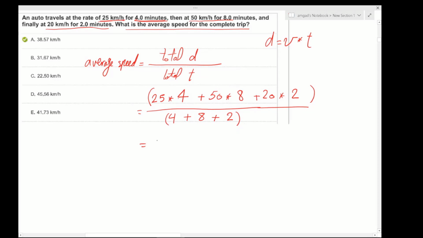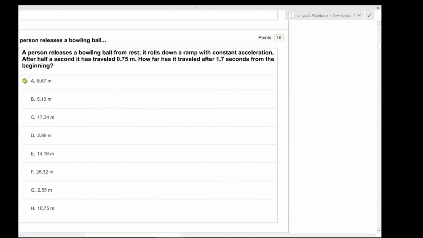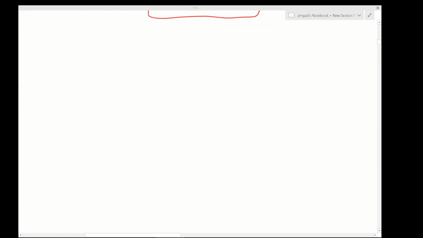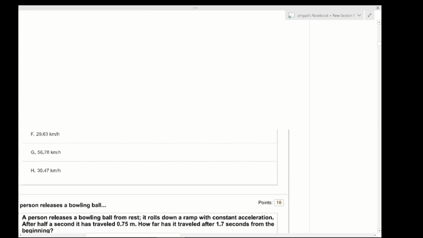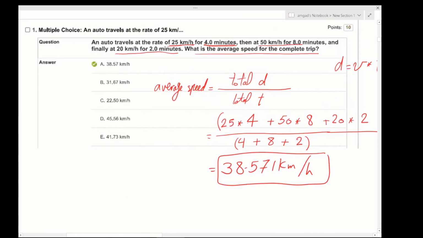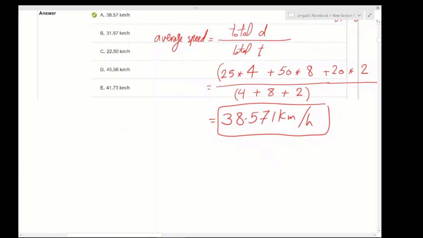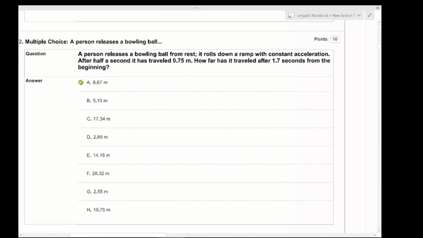38.57. 38.5714 kilometers per hour. Okay. MashaAllah, here he gives like how many choices? 1, 2, 3, 4, 5, 6, 7, 8. 8 choices in the problem.